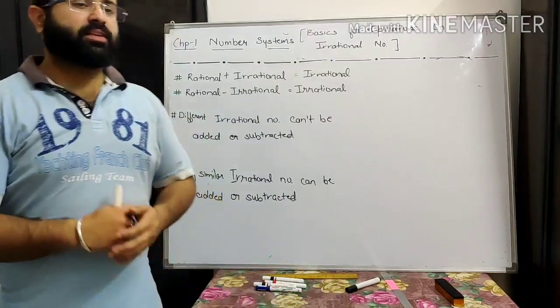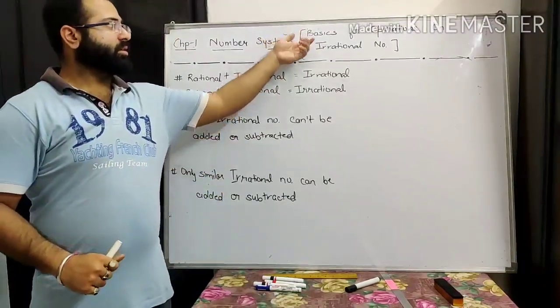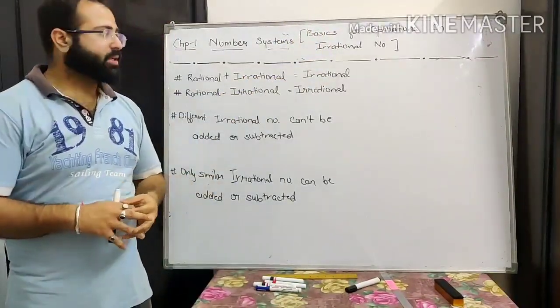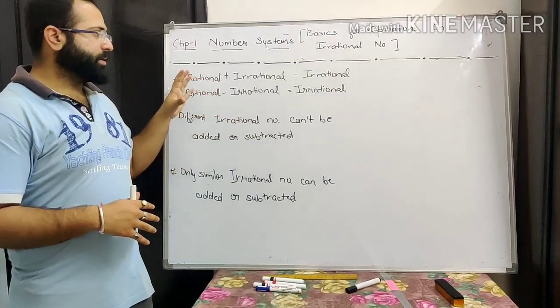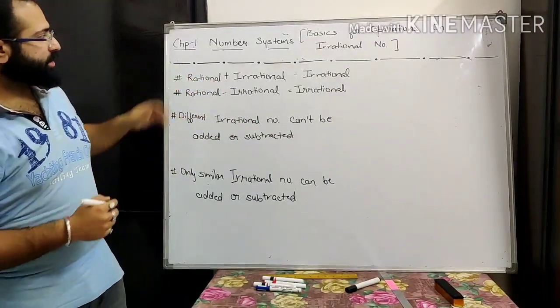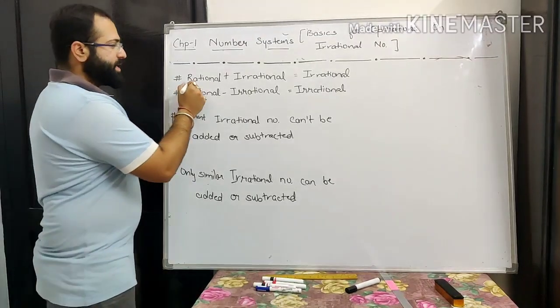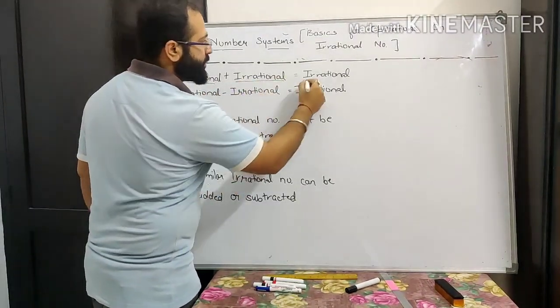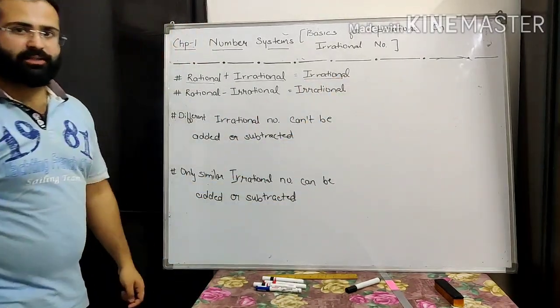Hello. So in this video we are to revise or learn the basics for the operations on rational numbers. This is quite an important topic because it will be used in your further concepts. Now we begin with the very first concept: a rational number plus an irrational number will always give you an irrational number.